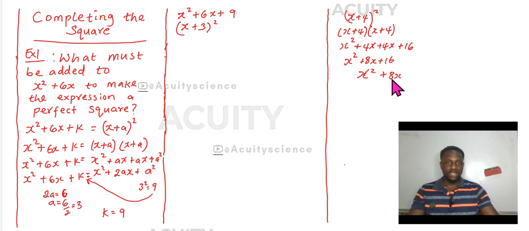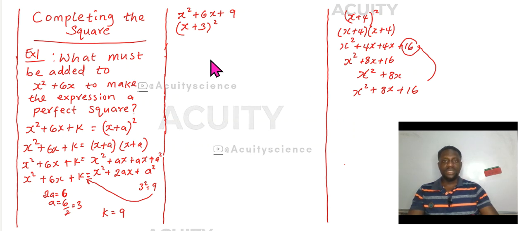And you have a shortcut you can just use here without wasting time. 8 divided by 2 is 4. 4 raised to the power 2 is 16. So x squared plus 8x plus 16 becomes a perfect square. So when you're given anything at all, just divide the coefficient of x by 2 and then raise it to power 2 after dividing.